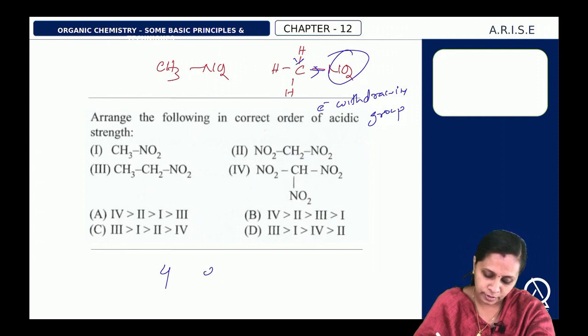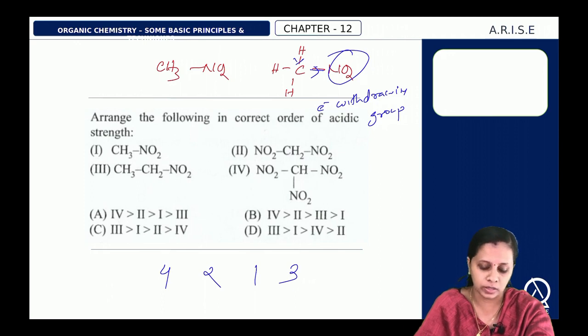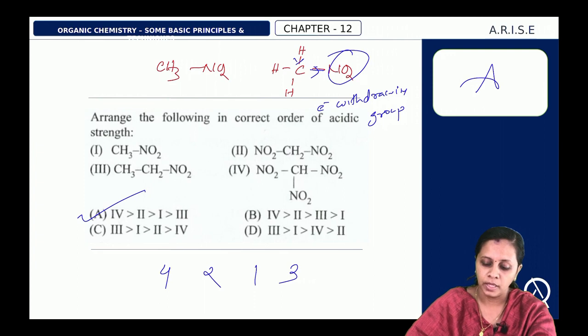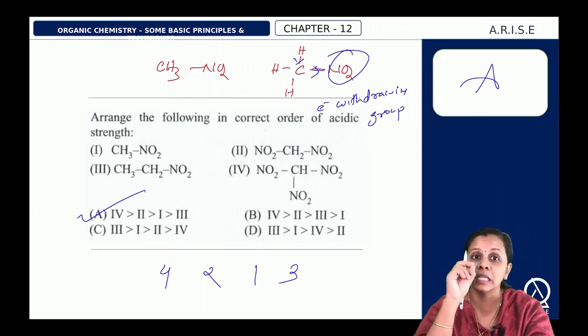Then you have the second, then the first one, then the third one. Why did I choose between 1 and 2? Because in the third you have only 2 hydrogens and in 1 you have 3 hydrogens. The greater the number of H+ released, the greater the acidic strength. So when you compare 1 and 2, I choose 1, then the third. So which is the option? 4, 2, 1, 3. It is option A. That is, the presence of an electron withdrawing group increases the acidic strength.